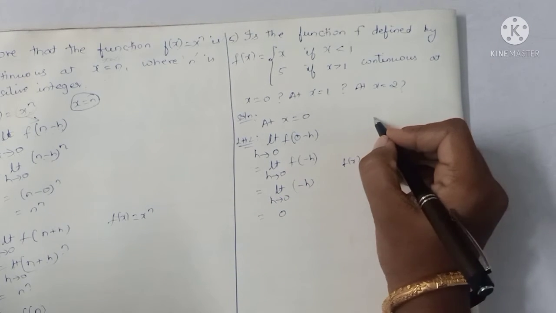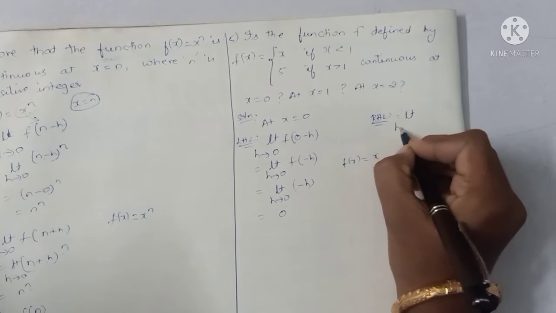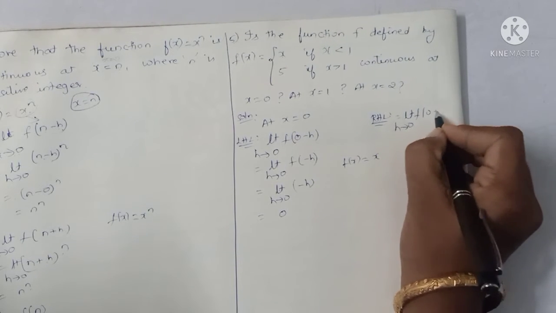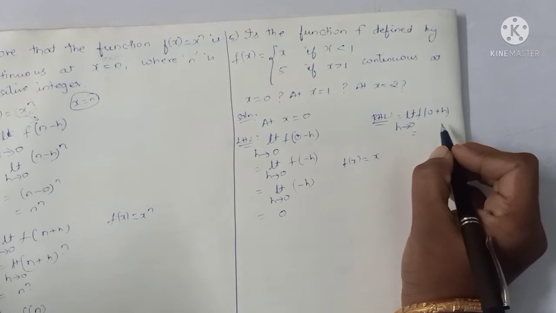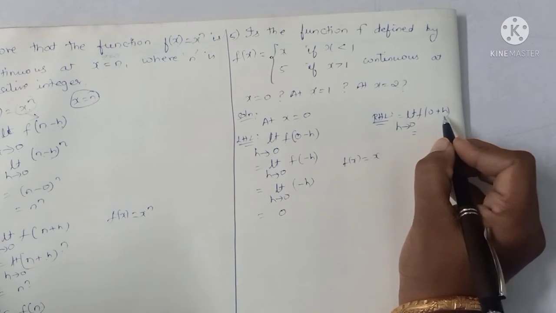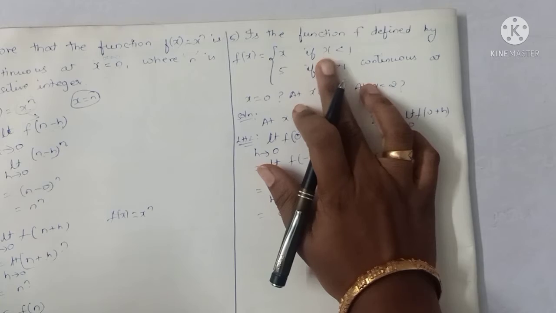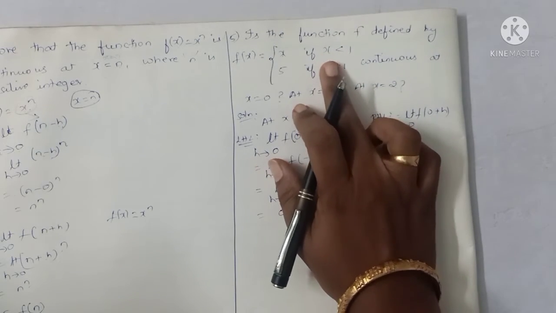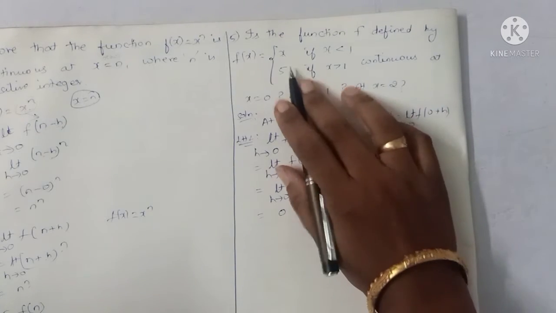Now right hand limit. Right hand limit, limit h tends to 0 f of 0 plus h. So f of 0 plus h in the sense that we have to take 0 plus h. So 0 plus h at x is equal to 0, isn't it? So once again we will be having f of x. So f of x is equal to x.